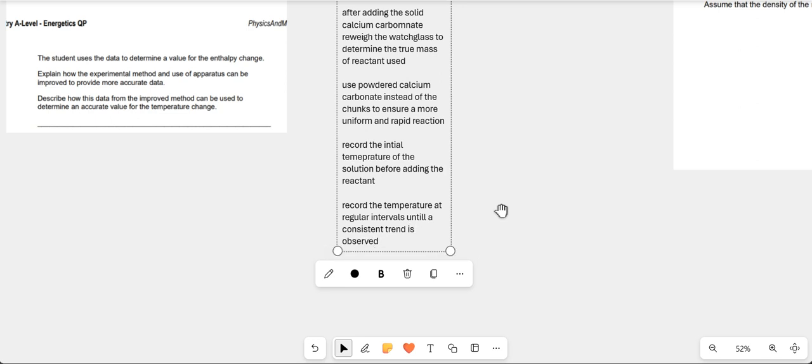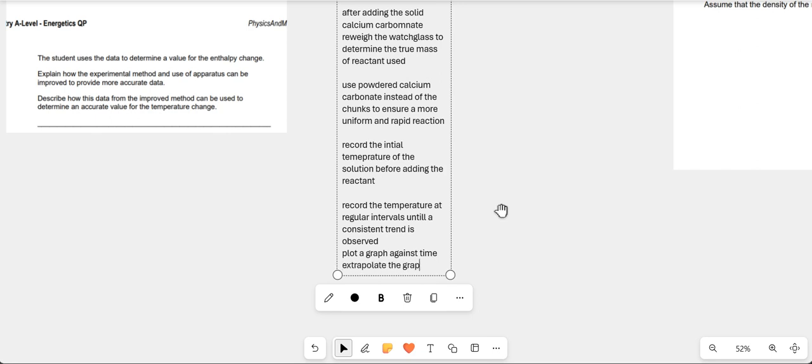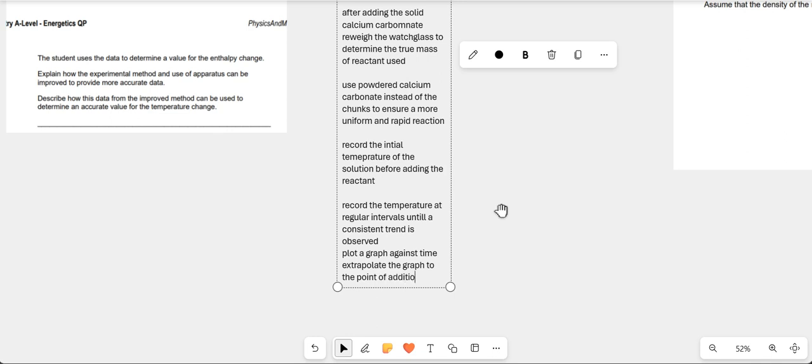Record the temperature at regular intervals until a consistent trend is observed, when you add the reactant. And then plot a graph against time. This is guaranteed 6 marks. And then obviously extrapolate the graph. If you don't know about this, go watch the content video. Extrapolate the graph to the point of addition of the reactant, so the point where you added the reactant, where the reaction started. And then determine the temperature change.